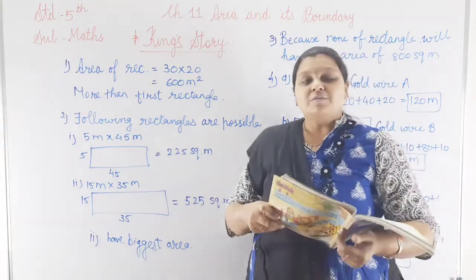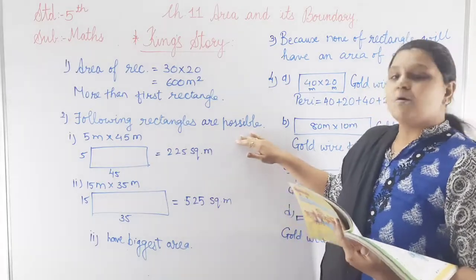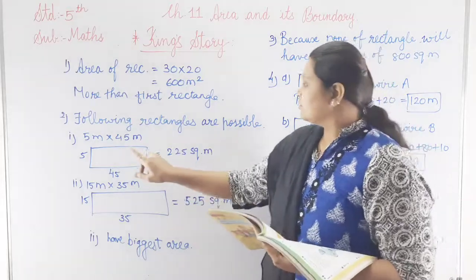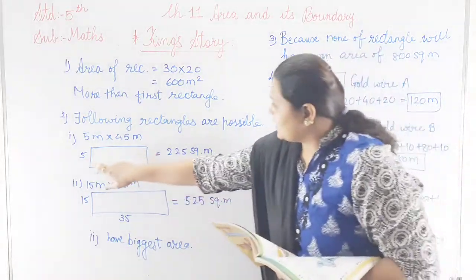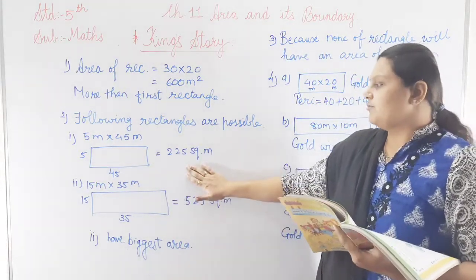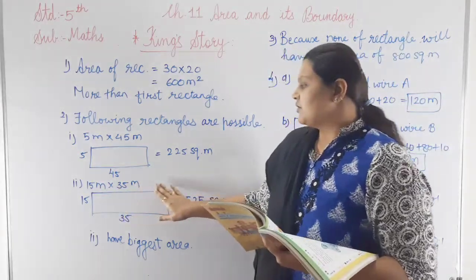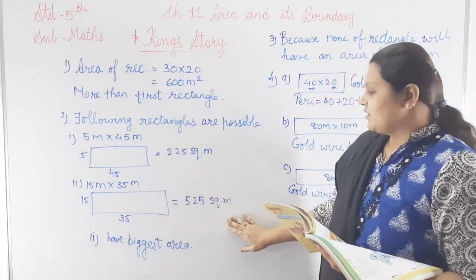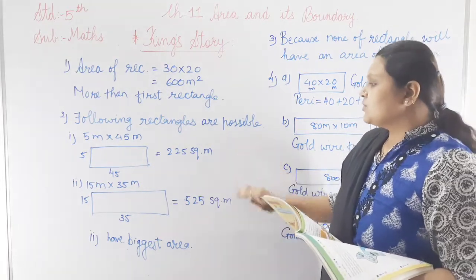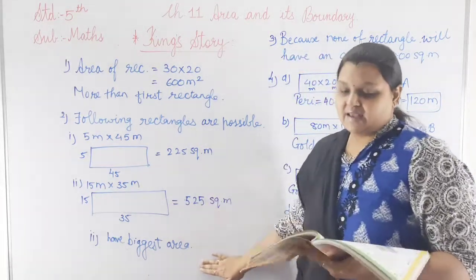So we have to form some possibility of rectangles. Following rectangles are possible. First will be 5 meter into 45 meter. So area of that will be 5 into 45, that is 225 square meter. Second possibility will be 15 meter into 35 meter. So that will be 525 square meter. Now out of these two, second possibility has the biggest area.